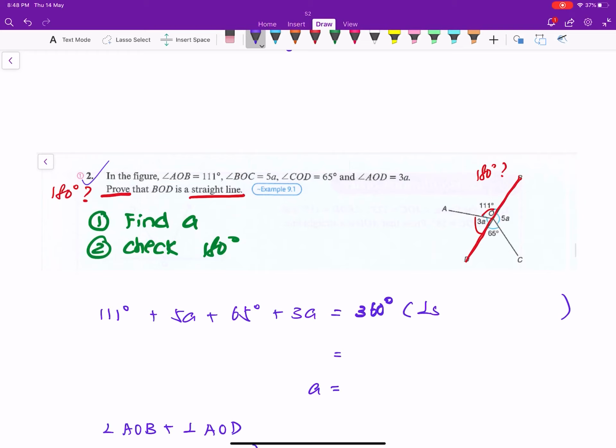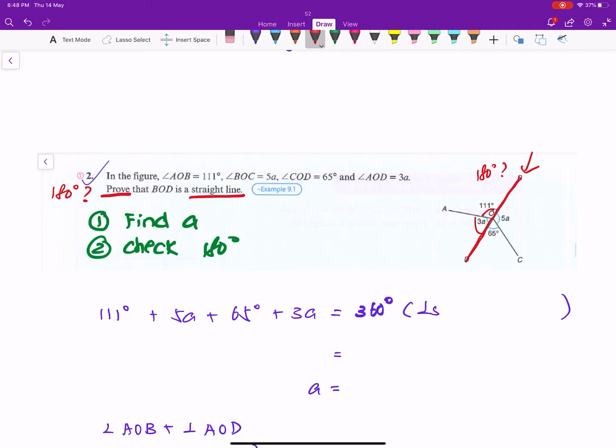Okay, in the question, angle AOB equals 111 degrees. Angle BOC is 5A, angle COD is 65 degrees, angle AOD equals 3A. Prove that BOD is a straight line. Okay, this one, prove that it is a straight line. That means we don't know if it is a straight line.